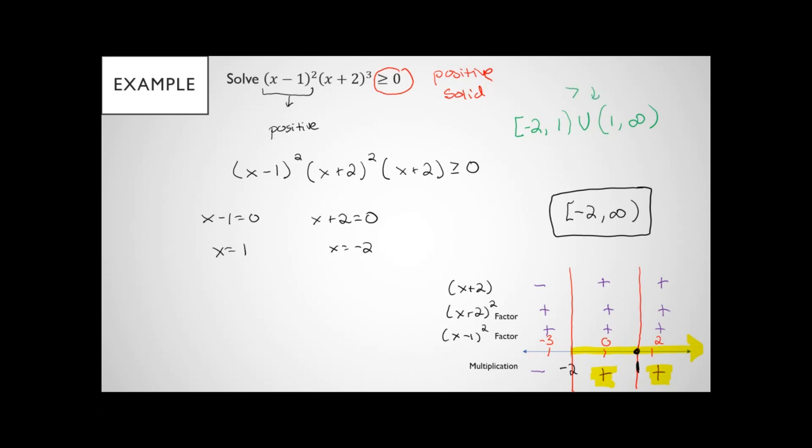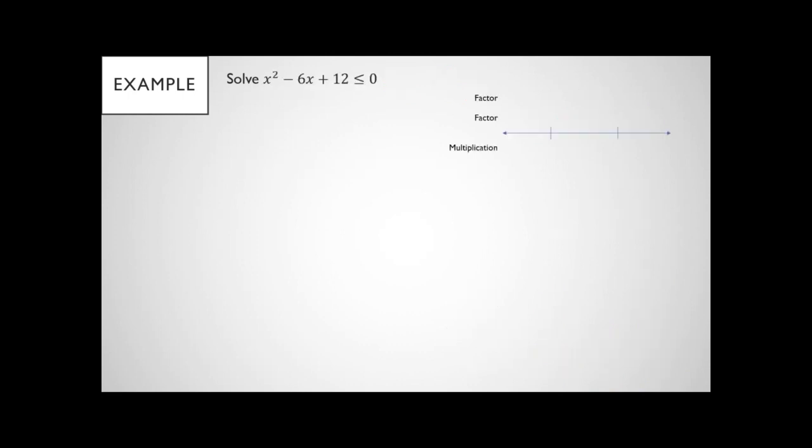I'll just label that says greater than if we had that. Okay, so last one here. I've got x squared minus 6x plus 12 less than or equal to 0.